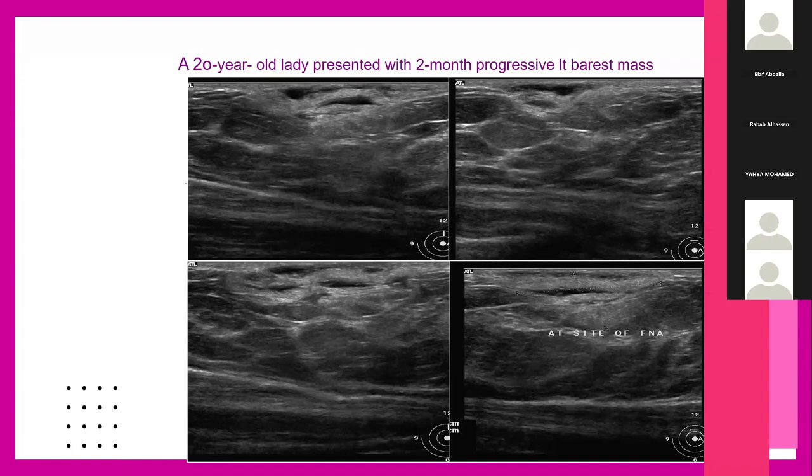What is your suggestion for the diagnosis in such a patient? Is it benign or malignant, and what could it be? Do you have any suggestion for that? Any volunteer?